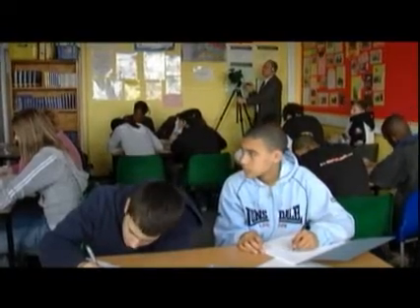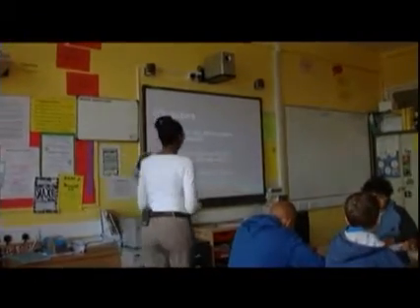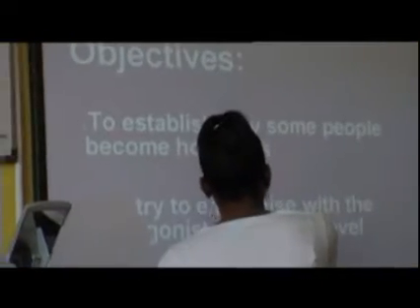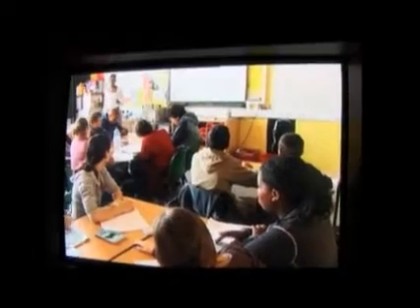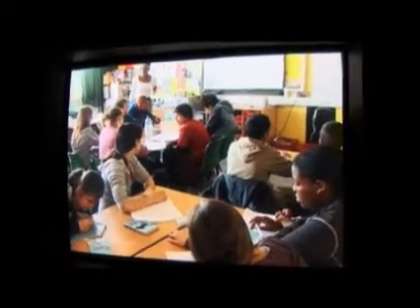Now, John Bayley's here to see if he can help. Three objectives: to establish why some people become homeless, to try and empathise with the protagonist within the novel. To empathise is to what? What is to empathise? I find the students in this class are scared to take a risk with their responses.